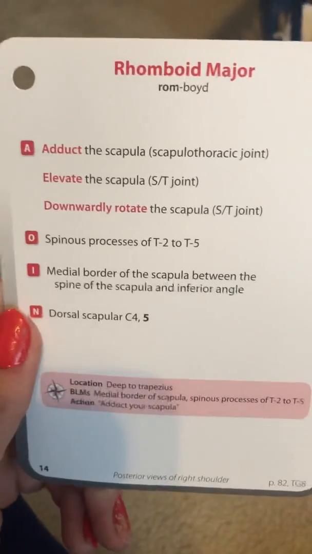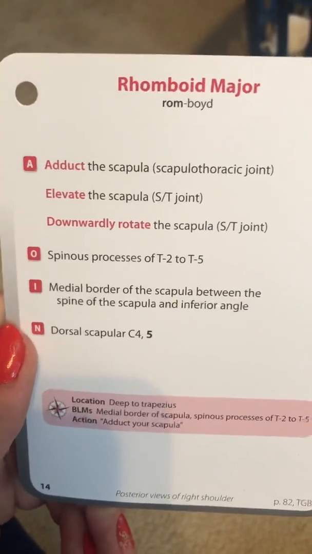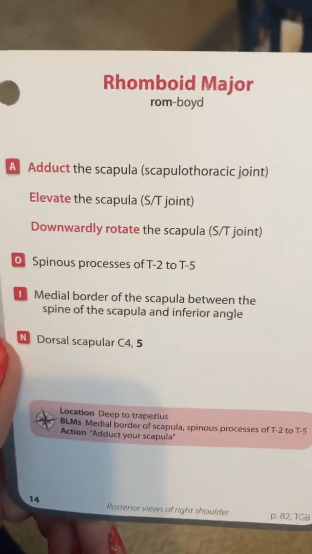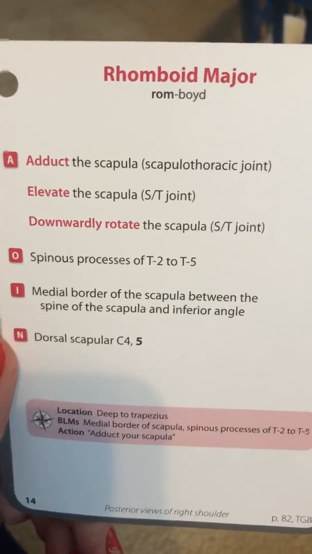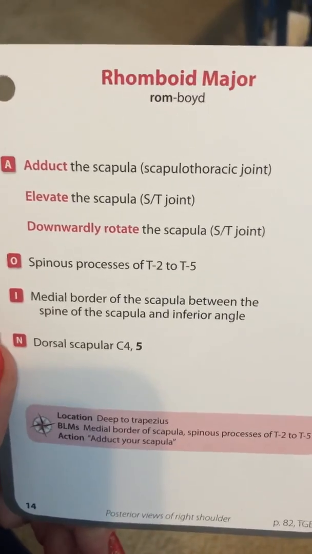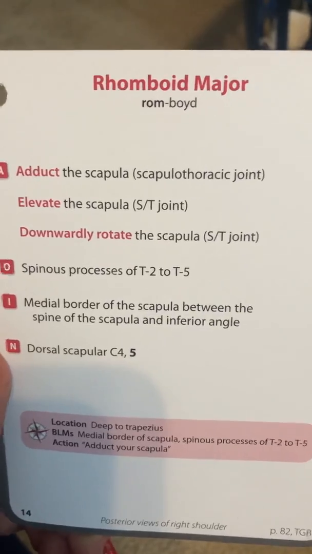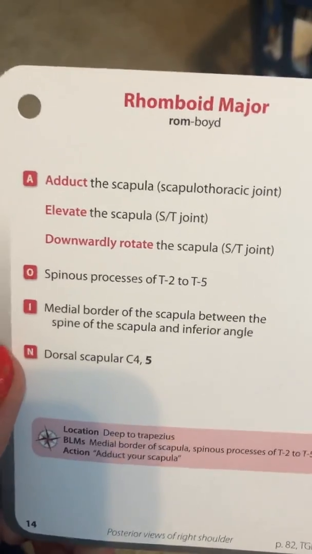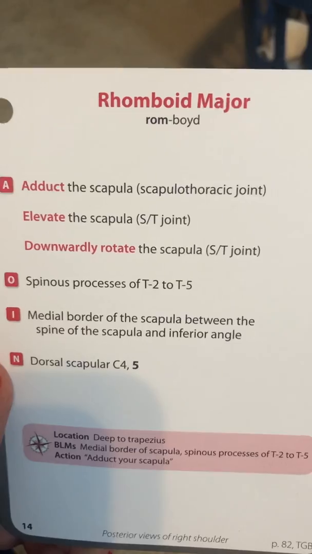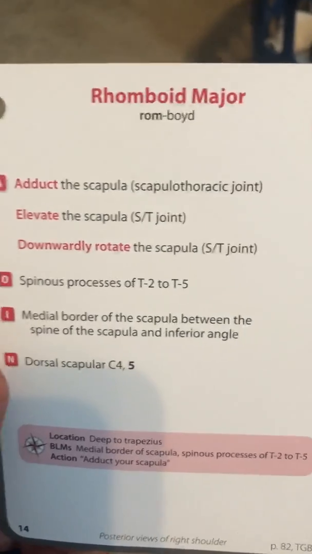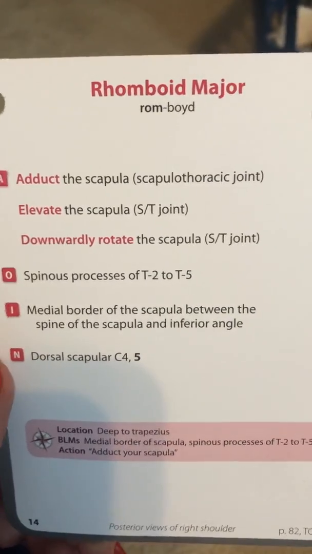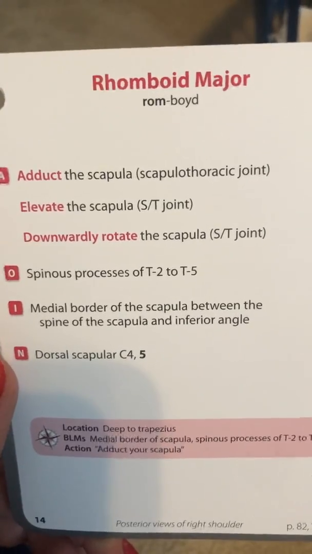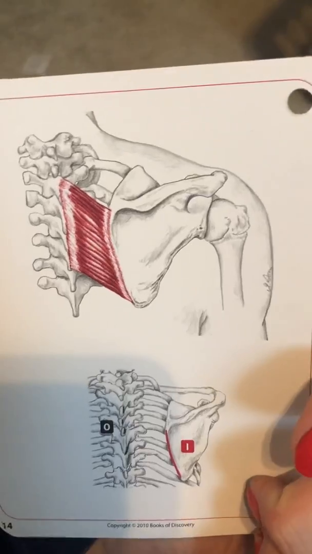Rhomboid major. Adduct scapula, elevate scapula, downwardly rotate scapula. Origin, spinous processes of T2 to T5. Insertion, medial border of the scapula between the spine of scapula and inferior angle. Nerve supply, dorsal scapular. Rhomboid major.